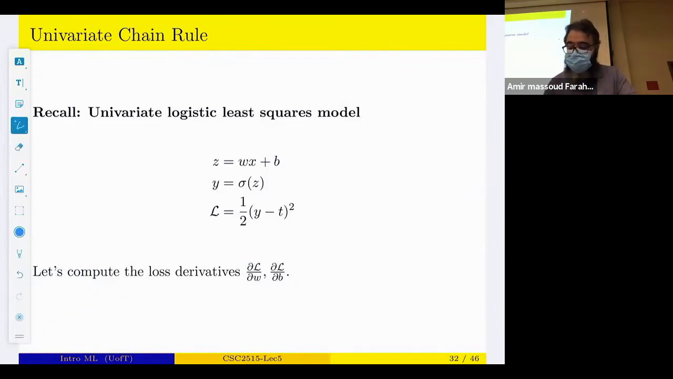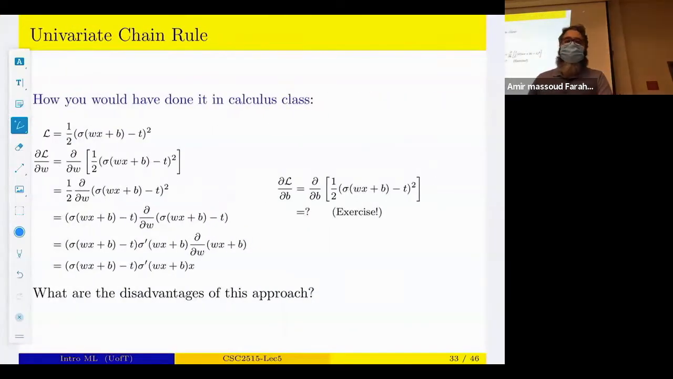Okay, so suppose we have a univariate logistic least squares model. A model like this: X is multiplied by W, some bias is added that generates Z, and Y is generated by a logistic activation function that Z goes through. And then the loss would be (Y minus T) squared divided by 2. So now we want to compute the derivative of the loss with respect to the parameters, W and B.